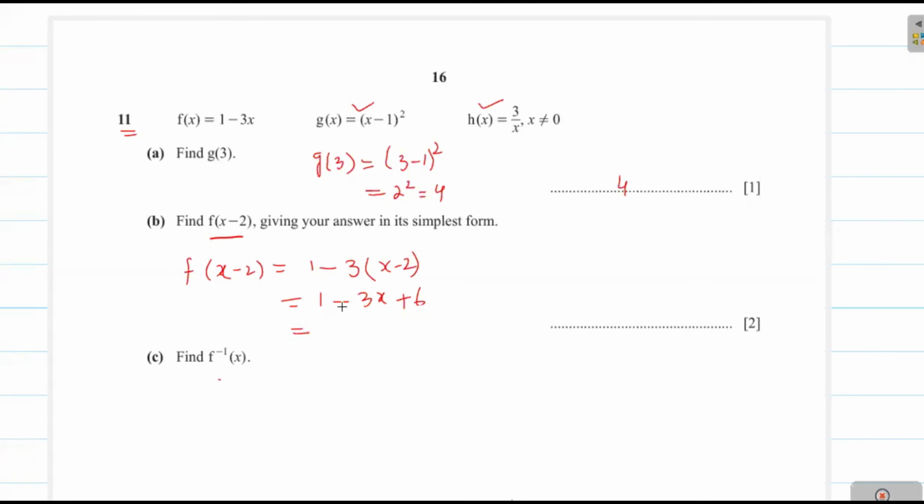Now the answer will be 1 plus 6 is 7 minus 3. Now part C: f of x equal to 1 minus 3x, find f inverse of x. Now we write f of x equal to 1 minus 3x, and we suppose that f of x equal to y, therefore x will be equal to f inverse of y.